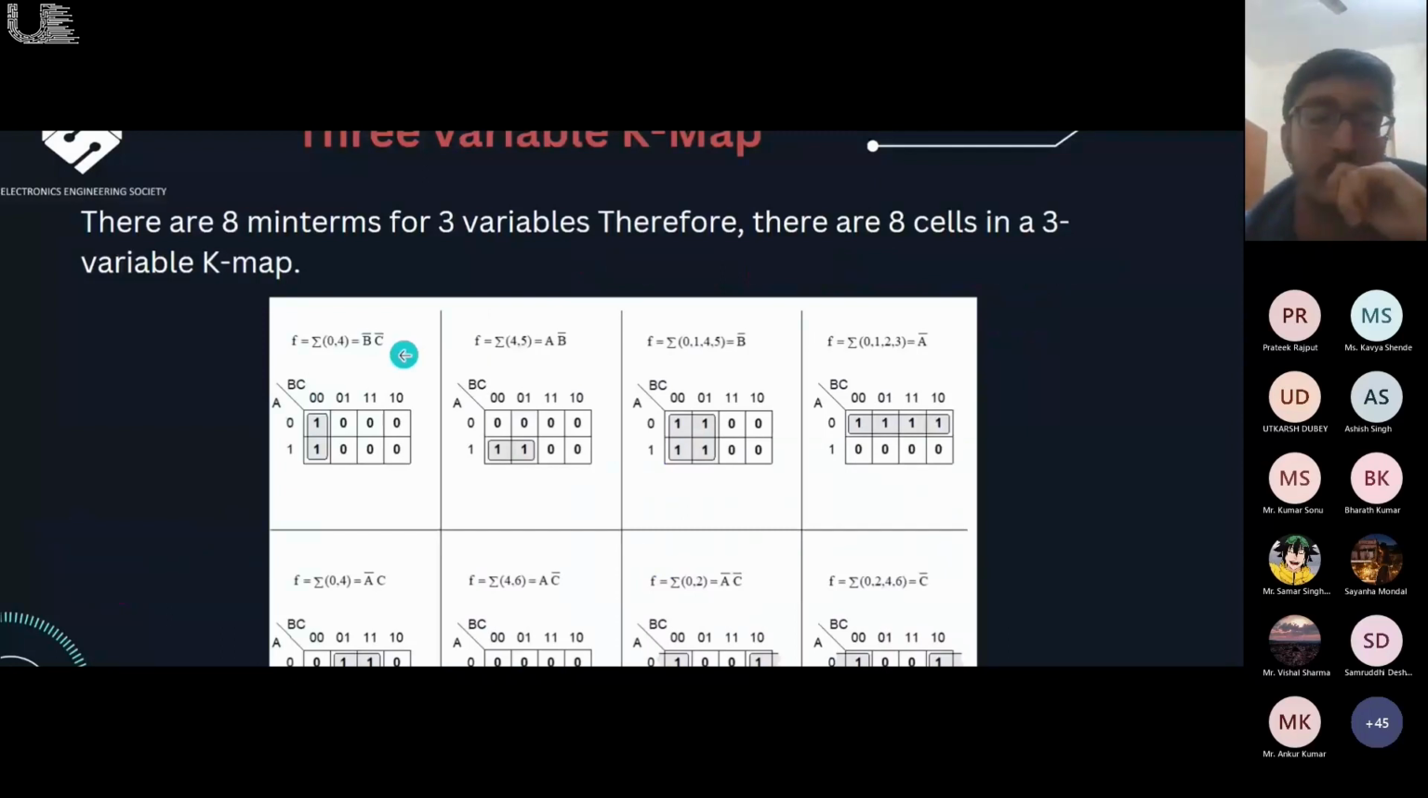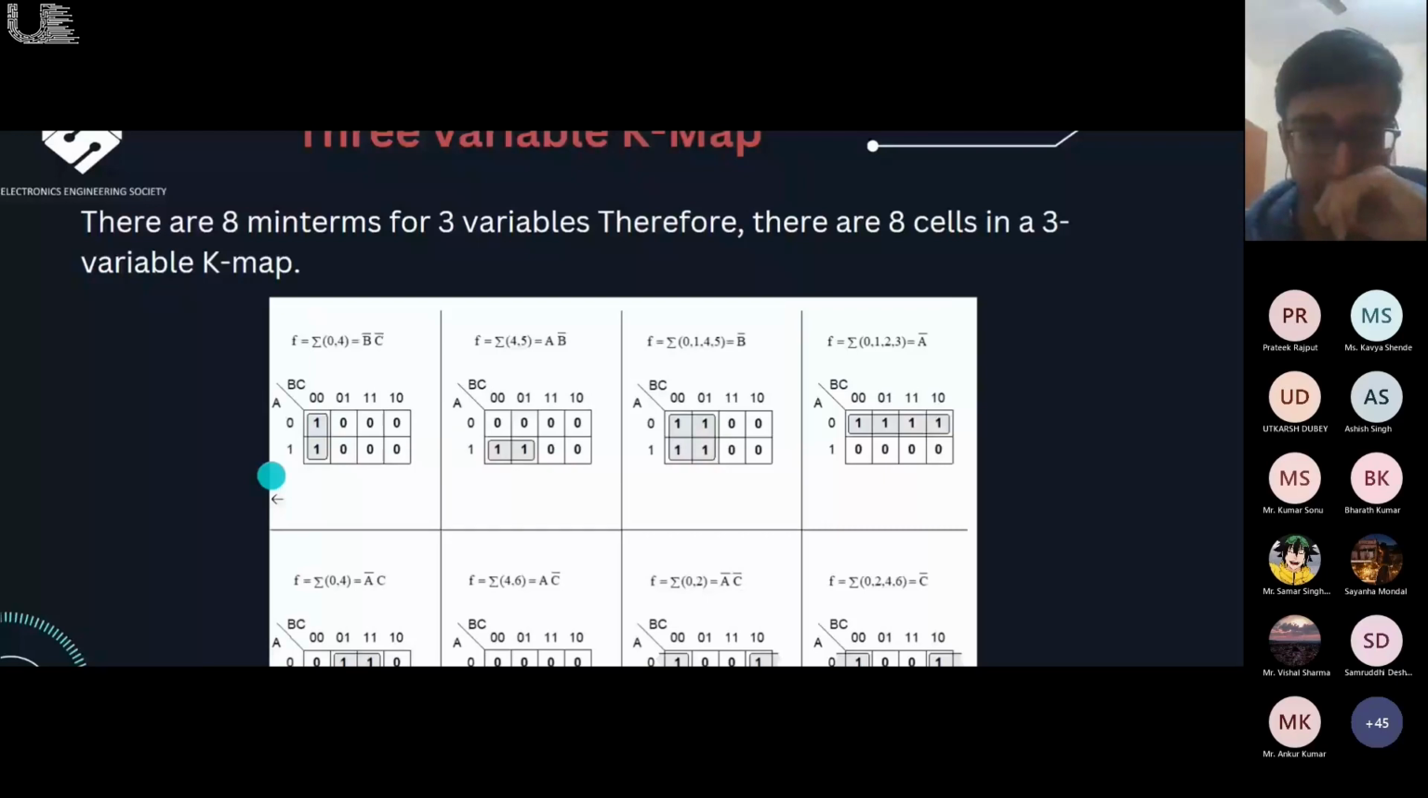If you are not realizing, then 00 stands for B bar C bar, 01 stands for B bar C, 11 stands for BC, and 10 stands for... Can someone tell me what 10 stands for in terms of B and C? Anyone? BC bar, right? So what we'll be writing here is B bar C bar, because that is the one that is not changing, right? For this row, don't write A because it is changing from 0 to 1.